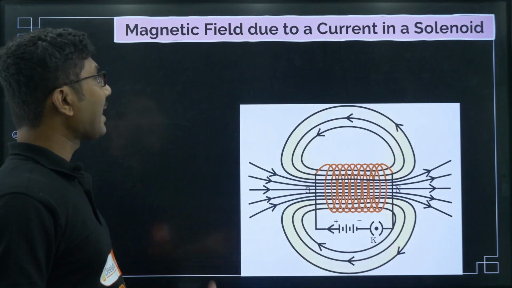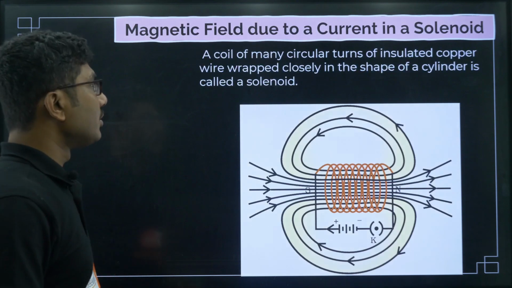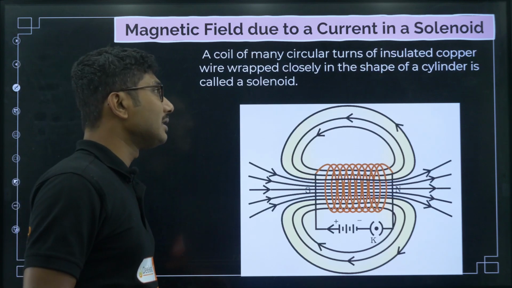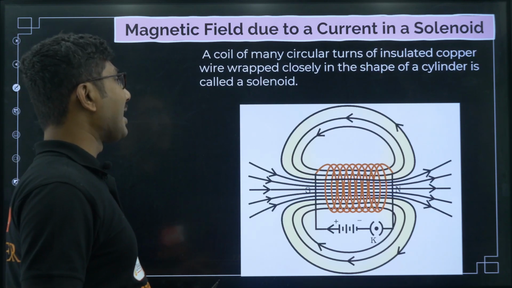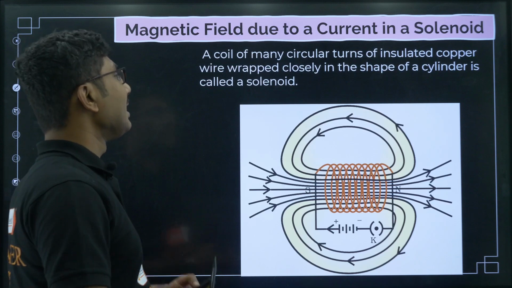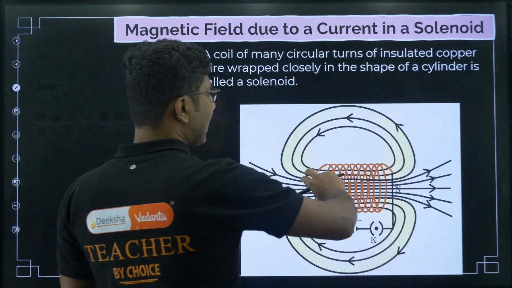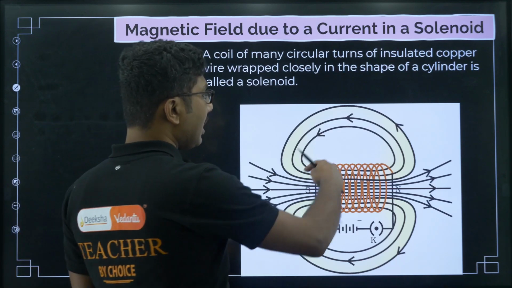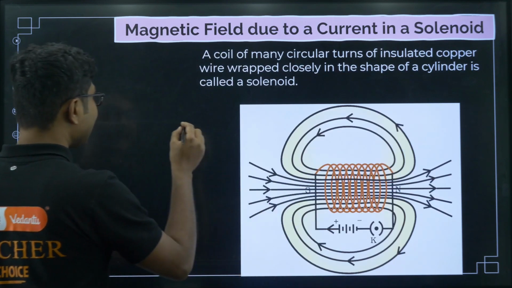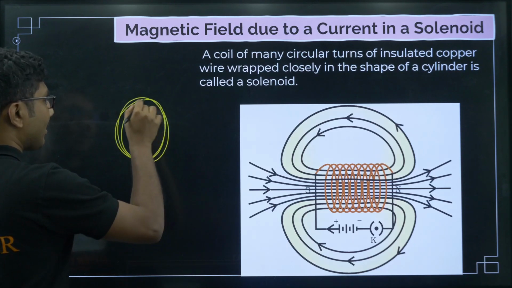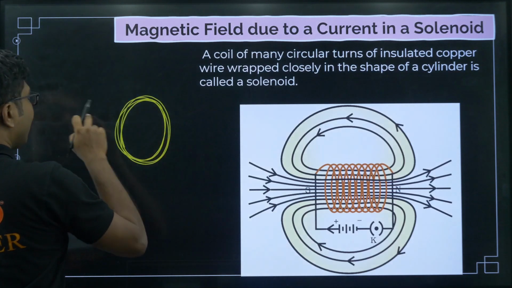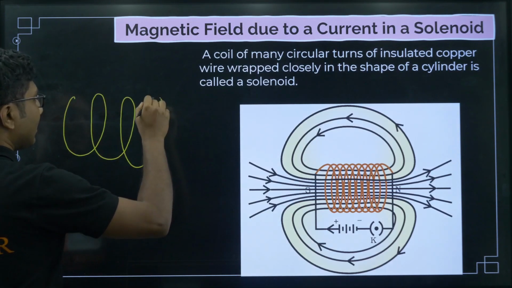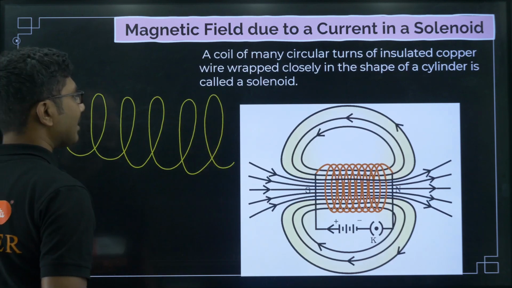Now magnetic field due to a current carrying solenoid. So now we are discussing the solenoid. What is a solenoid? A coil of many circular turns of insulated copper wire wrapped closely in the shape of a cylinder is called a solenoid. You take a current carrying wire and wrap it around like a cylinder. In the last case, it was only on a circular plane, but if you wrap it around like this, that is, you add one more dimension, then it becomes a solenoid.